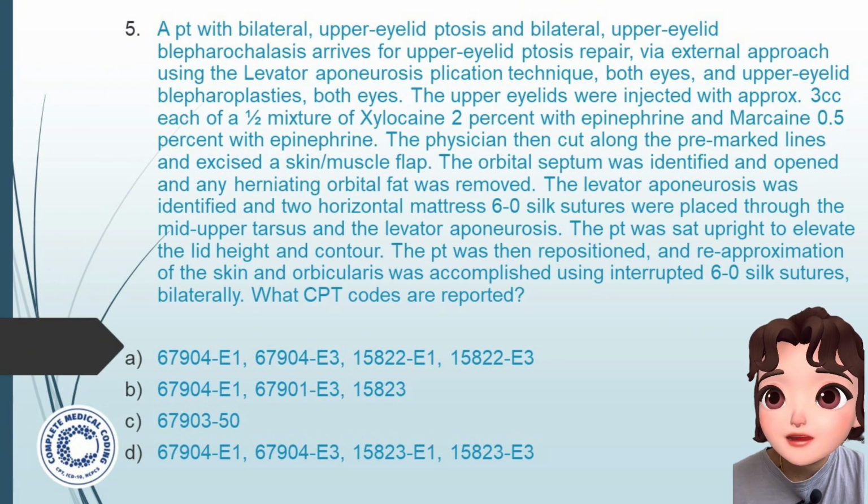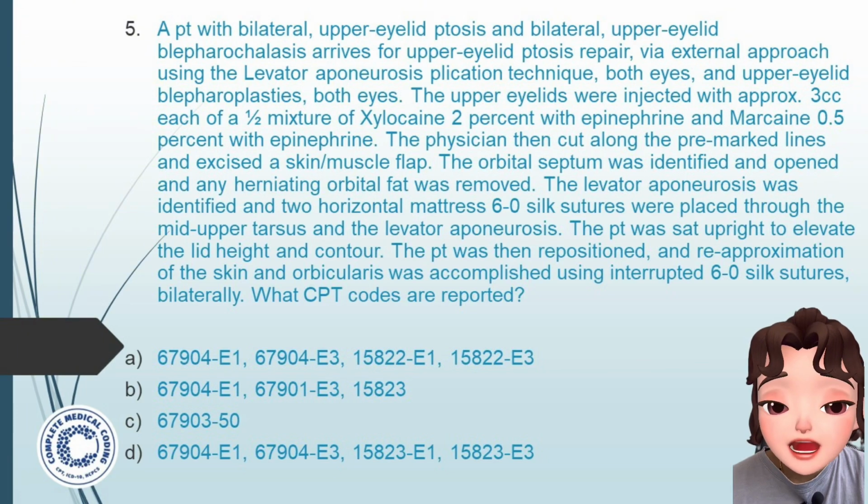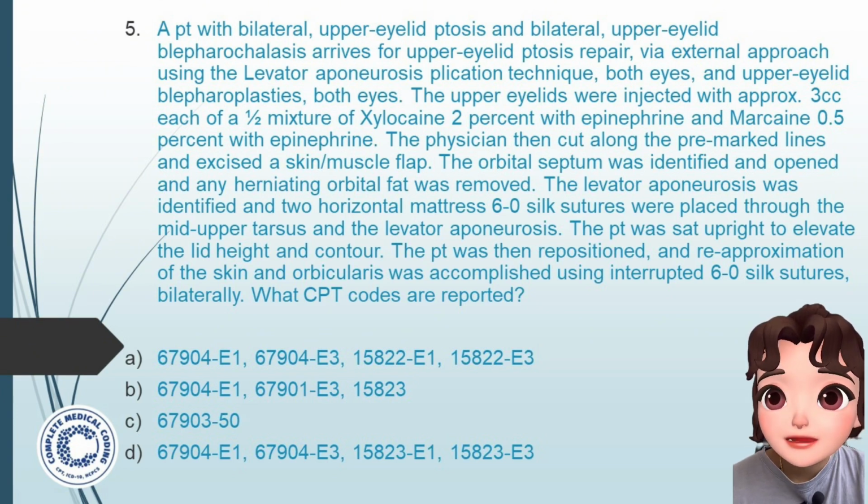If you check the codes, only 3 codes are mentioned in the options given: 67904, 67901, and 67903. So just go through all 3 codes. What is 67901? Repair of blepharoptosis, frontalis muscle technique with suture or other material. 67903 represents repair of blepharoptosis, tarso-levator resection or advancement, internal approach. And 67904 represents repair of blepharoptosis, tarso-levator resection or advancement, external approach.